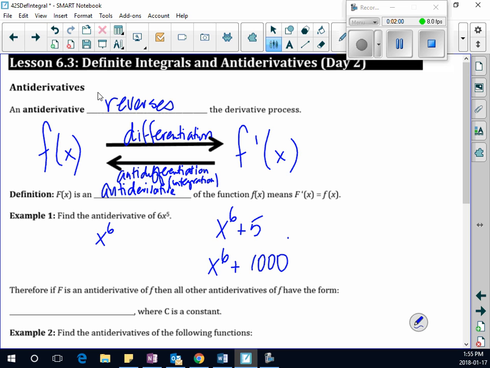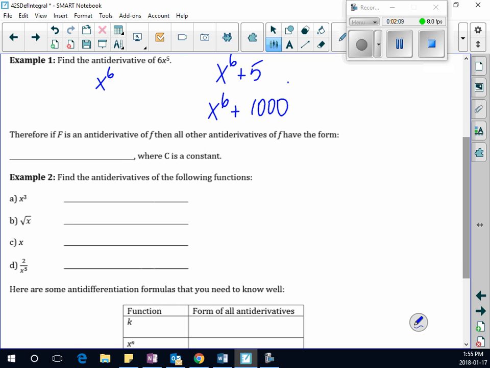Do you remember the video I showed you? They were singing, add a constant, add a constant. Don't forget the constant, yeah? Okay, so therefore, if capital F is an antiderivative of f, then all other antiderivatives of f have the form x to the power 6 plus c, where c is the constant. So basically this was plus 0, right? Do you see all of these have the form x to the power 6 plus some constant?